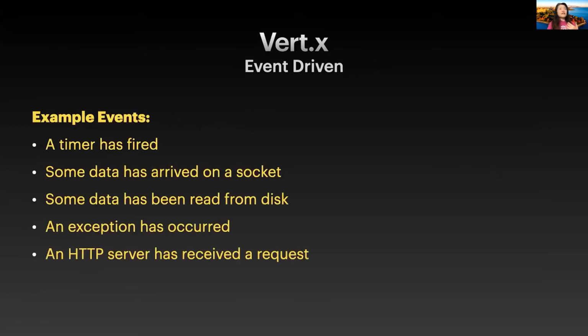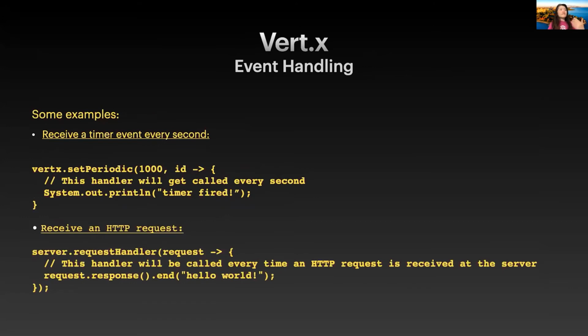So again, Vert.x is very event-driven. Some example events are a timer has fired, or data has arrived on the socket, or data has been read from disk, an exception has occurred, or HTTP has received a request. These are just pretty common examples. And in event handling, for example, you want to receive a timer event every second. All you need to do is Vertx.setPeriodic, in this case passing in 1000 milliseconds, which is essentially every second, and then using a lambda expression. Basically, I'm just printing out "timer fired". And of course, you can use your favorite logger too in a real production system.